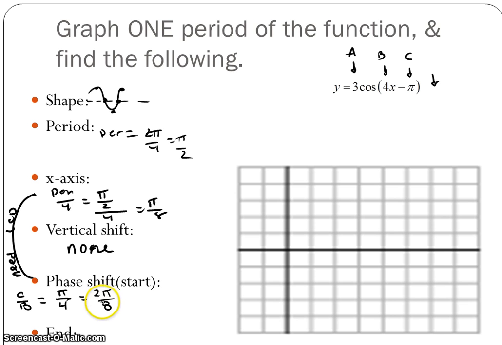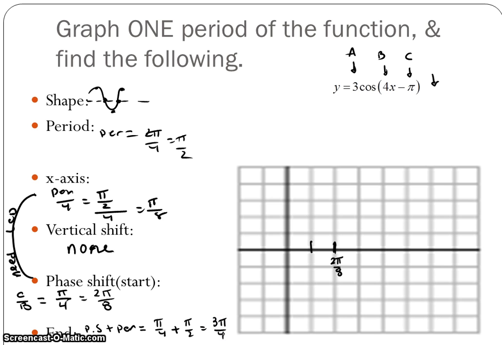So we need to start 2 boxes over because our x-axis is going to have to be in pi over 8s. Okay, but we're going to start at 2 pi over 8, which is going to be over here. That's 2 pi over 8, because each box needs to be pi over 8. The end is going to be the phase shift plus the period, and the phase shift was pi over 4 plus the period, which was pi over 2. 1/2 plus 1/4 is 3/4 pi. So it should end there.